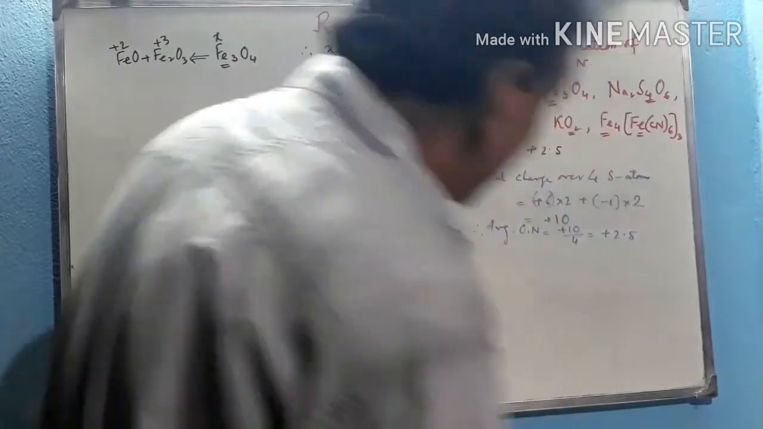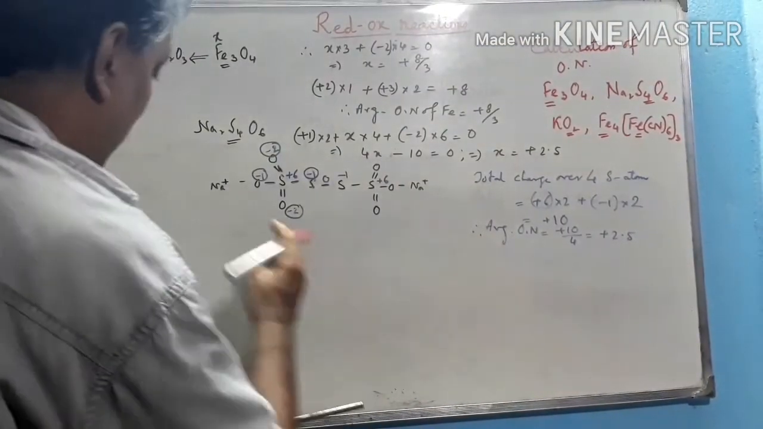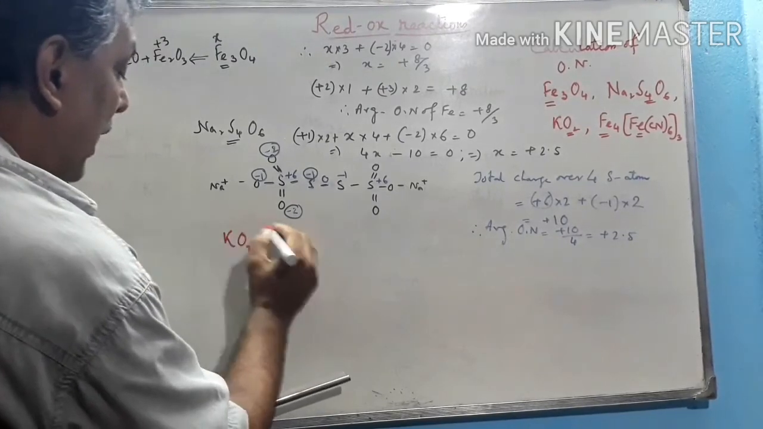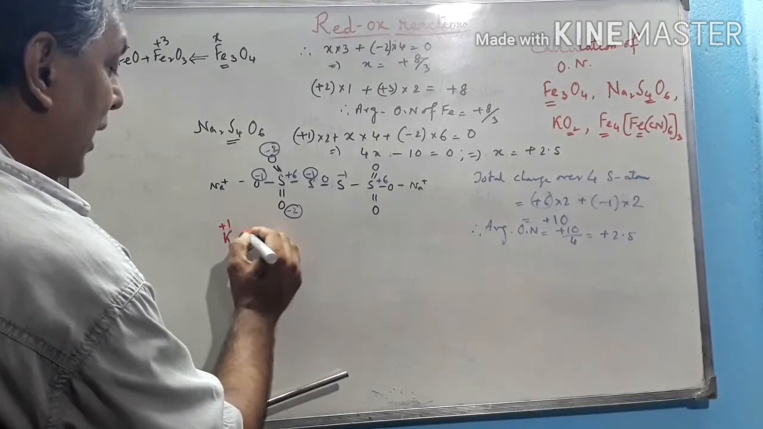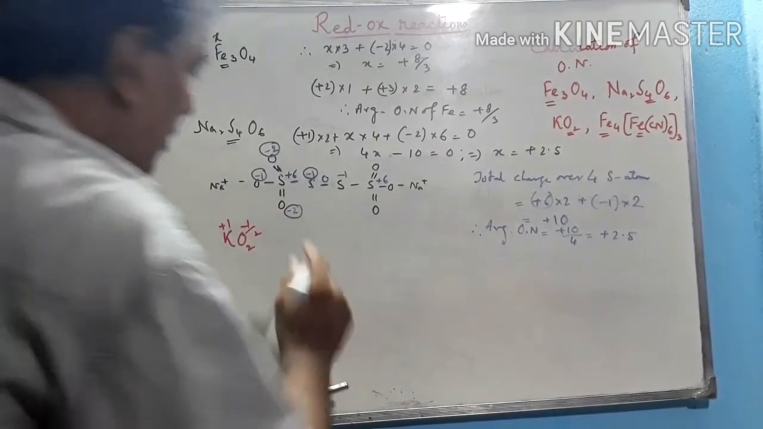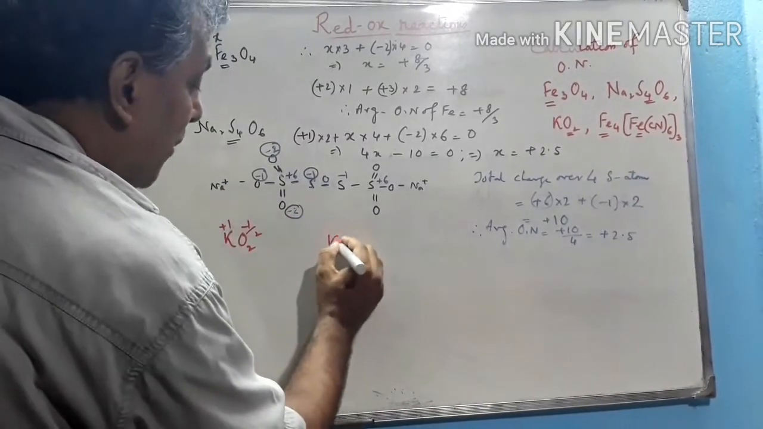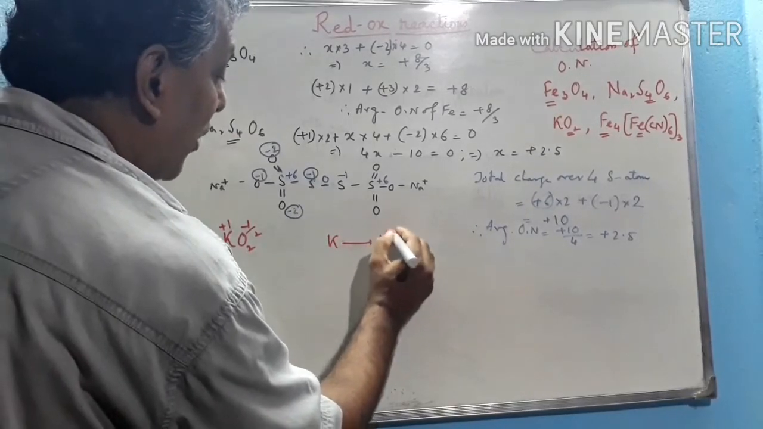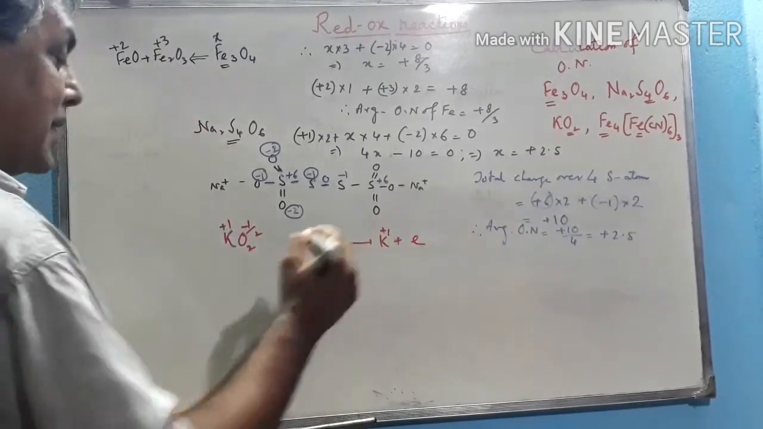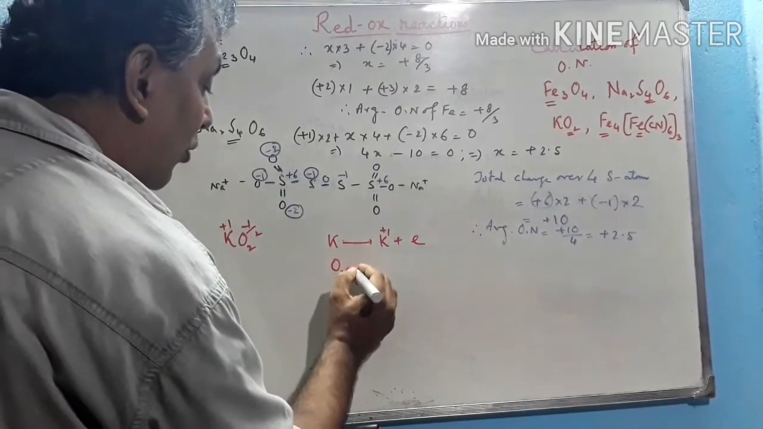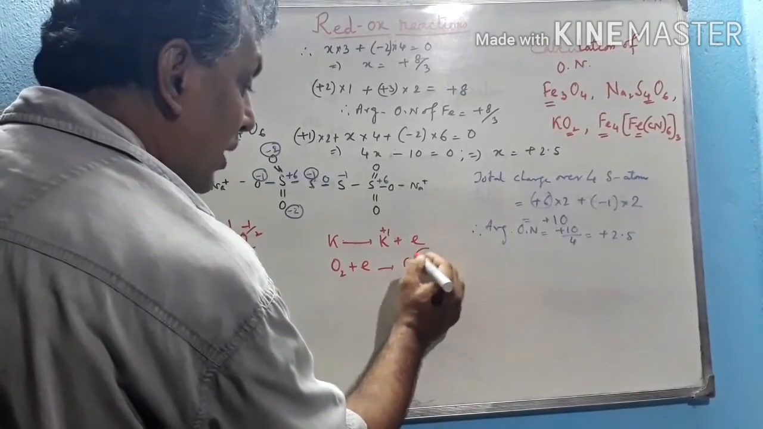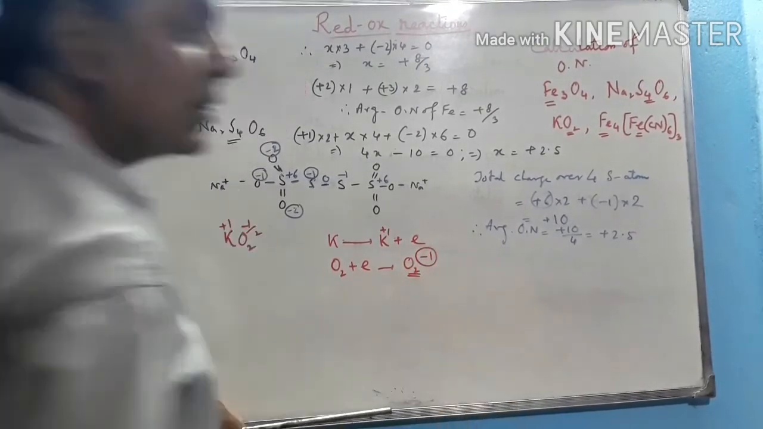Thus we can calculate the oxidation number of oxygen in KO2. This is the superoxide. See this, if we take potassium is +1, then O2 is -1, therefore per oxygen that will be -1/2. How it can be explained? Because we know that potassium, by releasing one electron, forms K+, and that oxygen molecule then accepts this electron to form O2 minus.